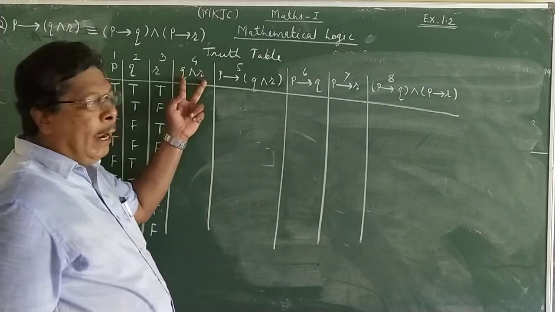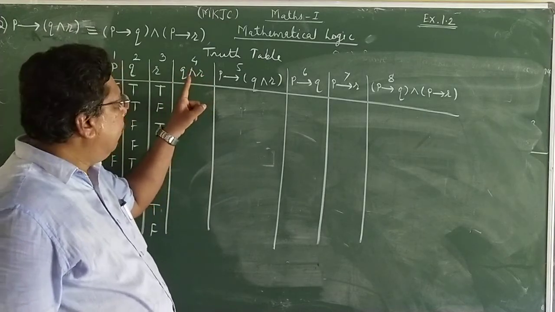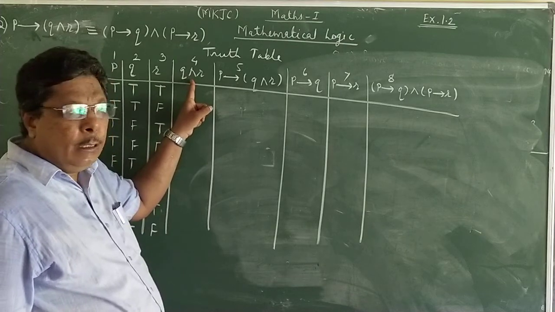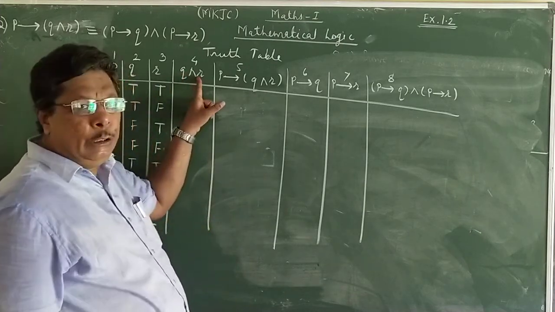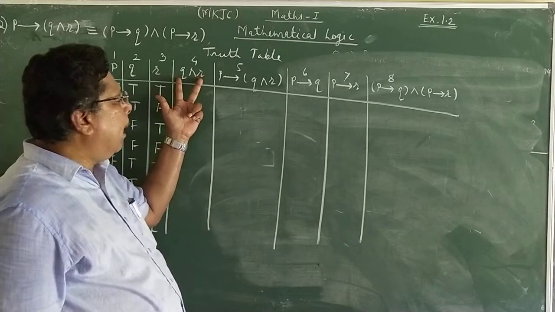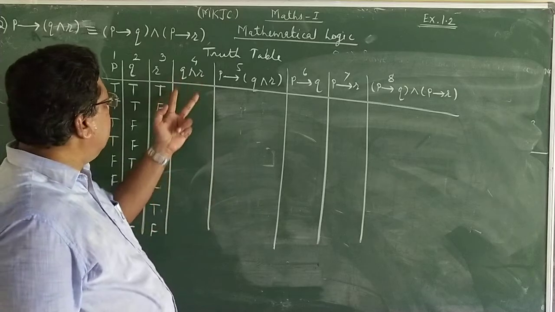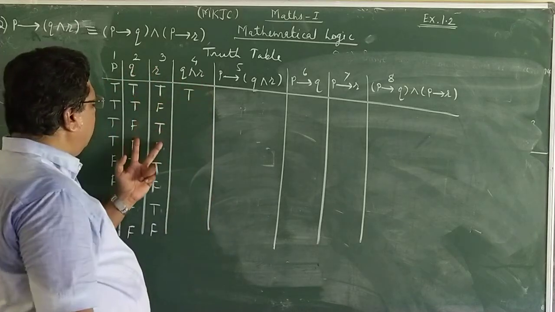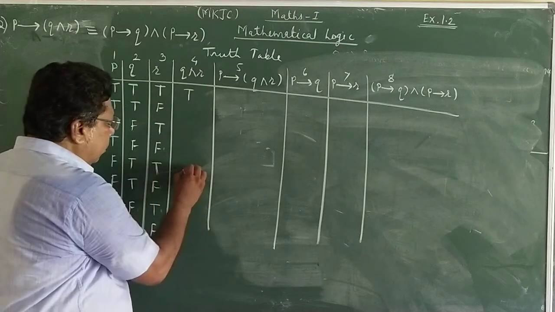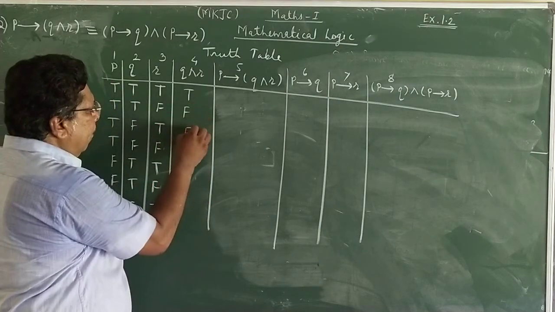Next column Q and R. Here is the connective AND. Requirement for the connective AND is: if both the statements are true, then the conjunction is true. It means if Q and R both are true, then Q and R is true. Now see whether this condition is satisfied. It is satisfied in the first case, true. Here also true. And the remaining are false.